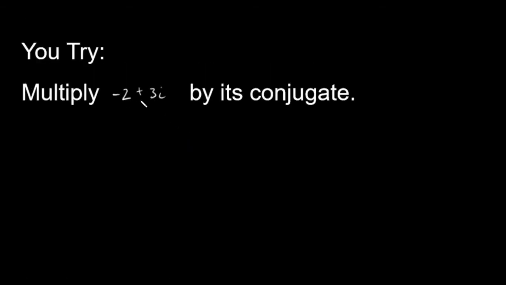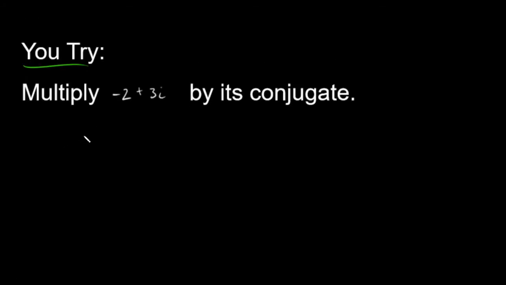So if you try to multiply this by its conjugate, right? I know it says you try, but we haven't seen it before. So just try to follow along with me and make sure that you could repeat it if you had to. So the conjugate, you should be able to tell me that. Tell me the complex conjugate of negative 2 plus 3i. You should have said negative 2 minus 3i, right?